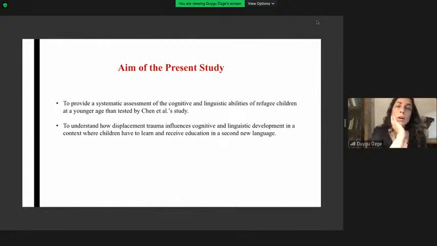So the aim of our study is to look at the issue from a more systematic perspective, analyzing cognitive and linguistic abilities of Syrian refugee children at a younger age than tested by the previous study, and to understand how displacement trauma influences cognitive and linguistic development in a country where children have to learn and receive education in a new second language, in a foreign language, which is Turkish.